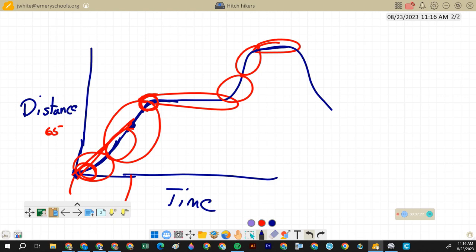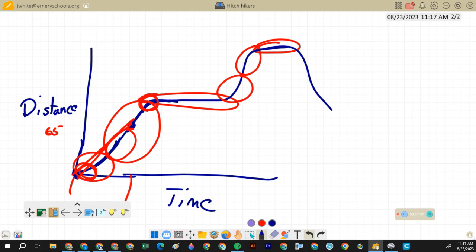So in this class, there's no way to look at the graph and figure out exactly how fast you are going at any moment. But I can find your average speed between 2 moments. And then next year, if you take calculus, you will find out how to find the instantaneous rate of speed. So basically, your speedometer lets you know how fast you're going right now. There is a way to figure that out using a graph, using calculus.